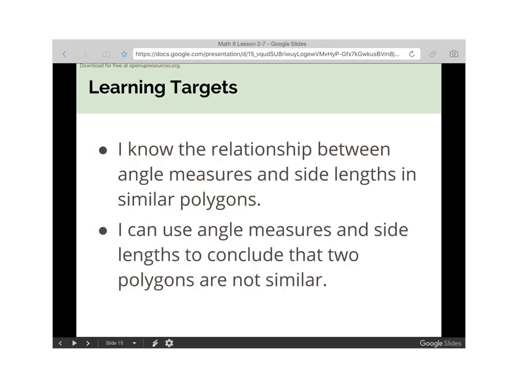Take some time to think about whether or not you accomplished our learning targets for the day. I know the relationships between angle measures and side lengths in similar polygons. That is, you know that angles have to be the same and the side lengths have to be proportional or use the same scale factor. Our second goal, I can use angle measures and side lengths to conclude that two polygons are not similar. Can you look at two shapes and say, oh, the angles are different? That means they're not similar. Or the side lengths have different scale factors. Either of those things you can use to tell that shapes are not similar.